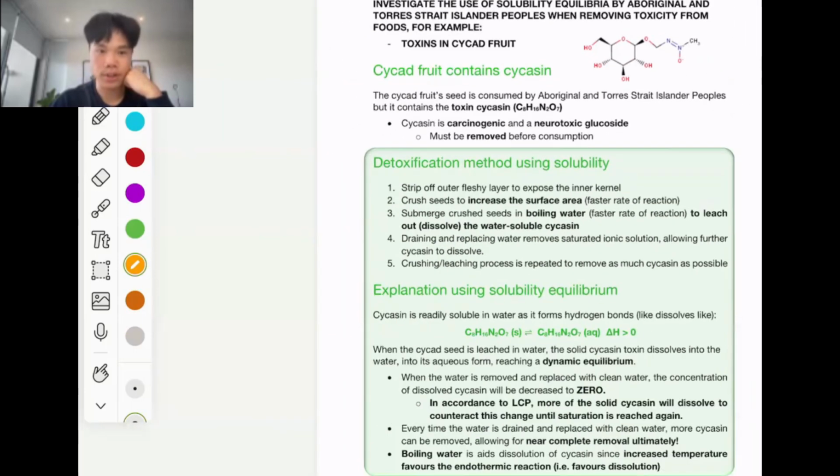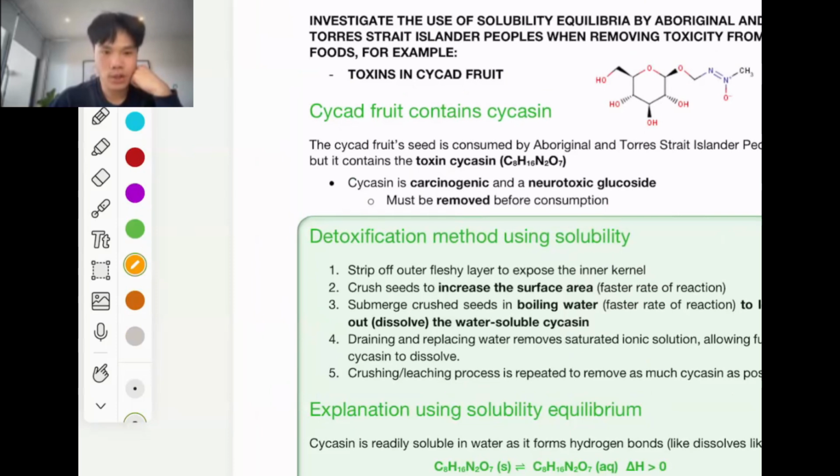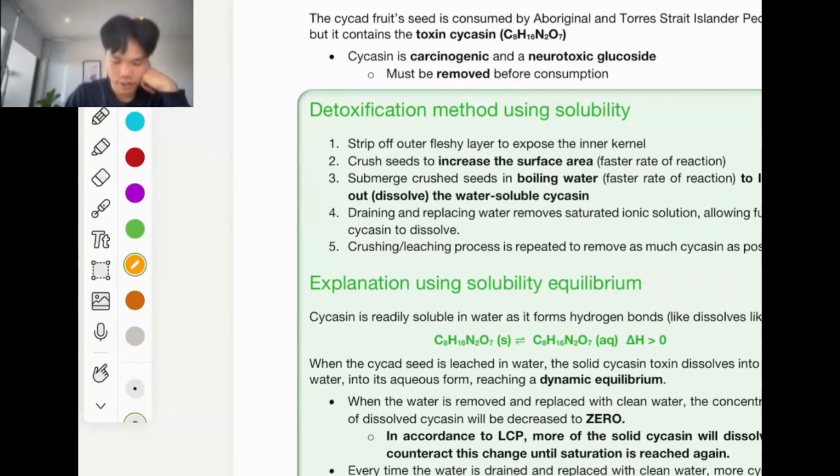Okay, cycad fruit. Cycad fruit contains cycasin, a soluble toxin. It is a carcinogenic neurotoxic glucoside. You don't have to remember that exactly, but just remember it has bad things, maybe take one of those two, and you have to remove it before consumption. The method involves taking the actual fruit and removing the outer fleshy layer to get to the inner kernel. You'll then crush up those seeds, increasing the surface area, which increases frequency of collision and hence faster rate of reaction.